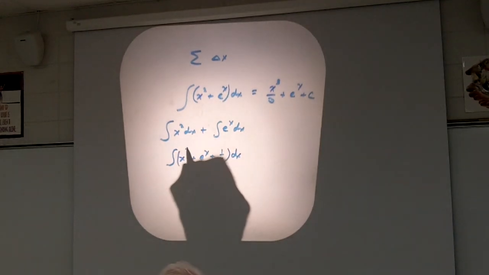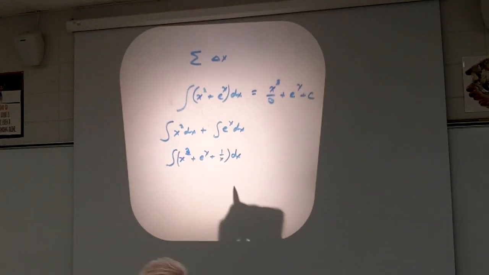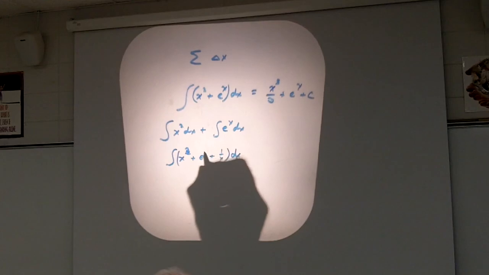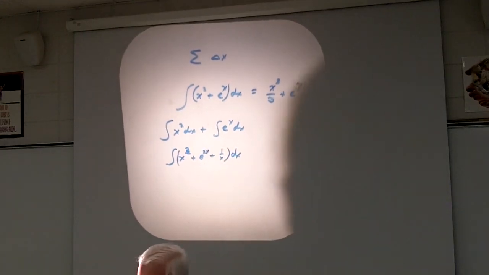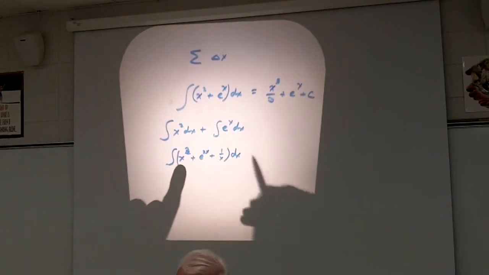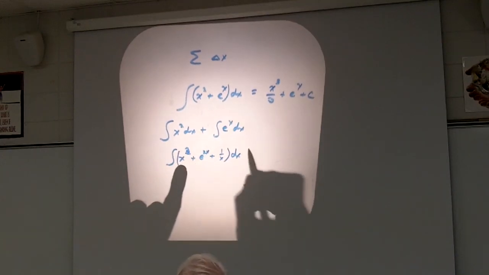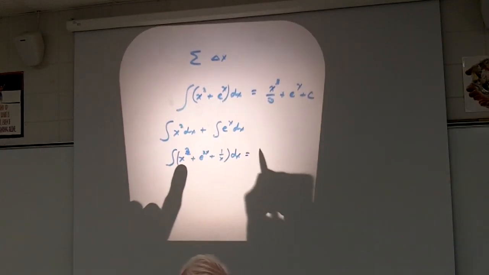Let's make this a little more difficult. Put 3 here. This is a 2. That's a 3. Okay, so this is going to be x to the 4th over 4.